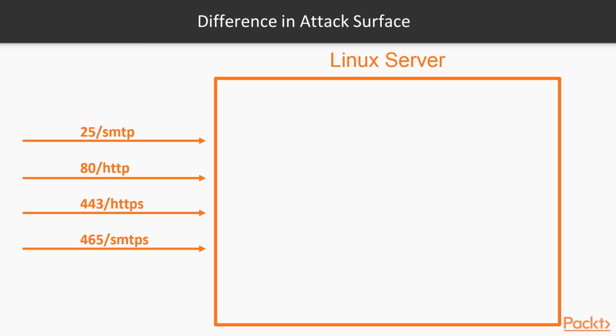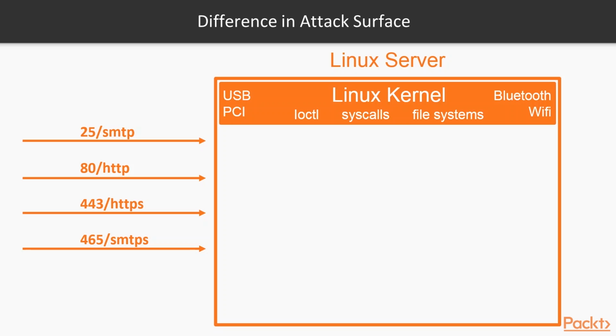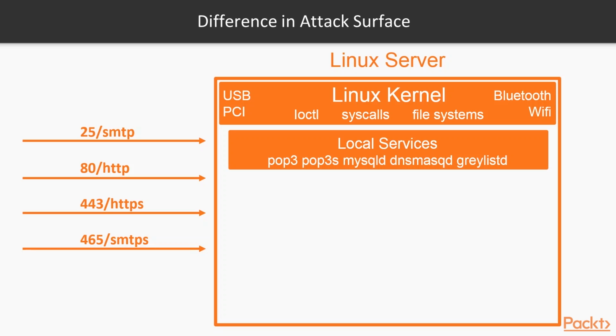If you remember the first section, we talked about the attack surface. A remote attacker can only attack the remote network services, like SMTP, HTTP, etc., like we had in our example. A local attacker has a much wider attack surface. He can attack directly the Linux kernel, like IOCTL, syscalls, the file systems, Bluetooth, Wi-Fi, USB, PCI if he's local. Additionally, he can attack the local network services, which are not reachable from remote. Maybe POP3, MySQL daemon, DNS daemon, Greylist daemon, and maybe others.